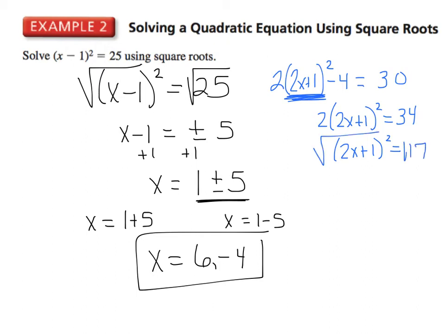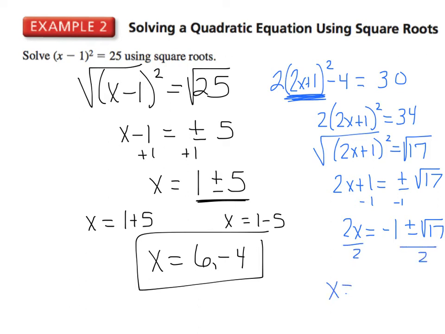I now take the square root of both sides. That gives me 2x plus 1 equals positive or negative root 17. Now, if you could simplify that radical, you would, but there's no perfect square. That's in simplest radical form. So you're going to leave the root 17 there, unless it tells you to approximate. Now I'm going to subtract 1 on both sides. That gives me 2x equals negative 1 plus or minus root 17. I then divide everything by 2, and my answer would be negative 1 plus or minus root 17 divided by 2. And there's my answer.